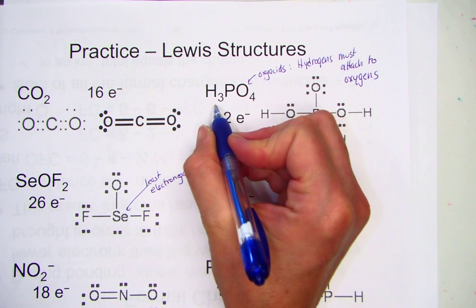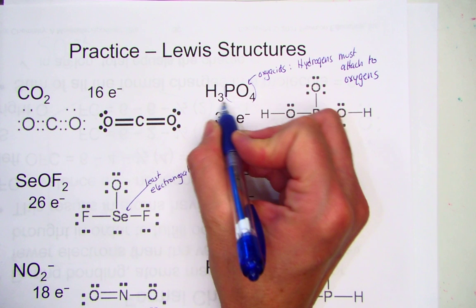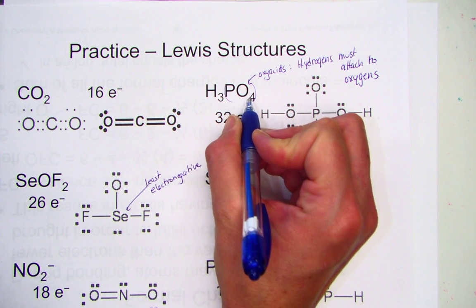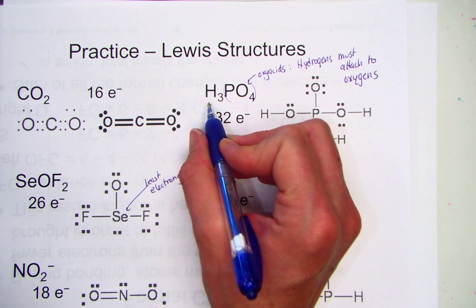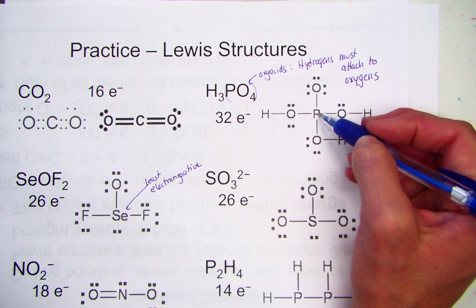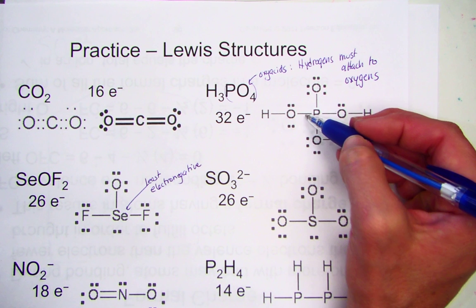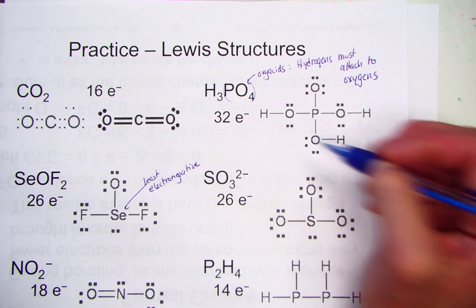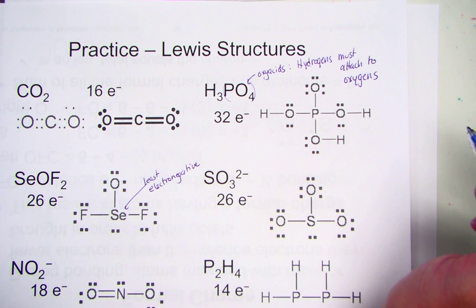This compound has a name. Polyatomic here is called phosphate. 8 turns to ic, and you would hear this called phosphoric acid. Phosphorus in the center, 4 oxygens around, attach the 3 hydrogens to fill those holes.